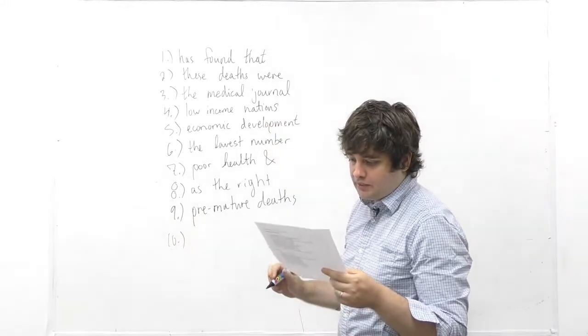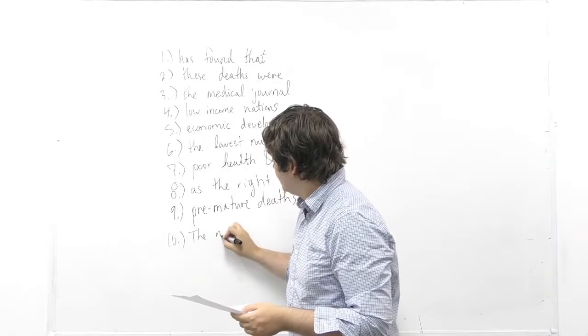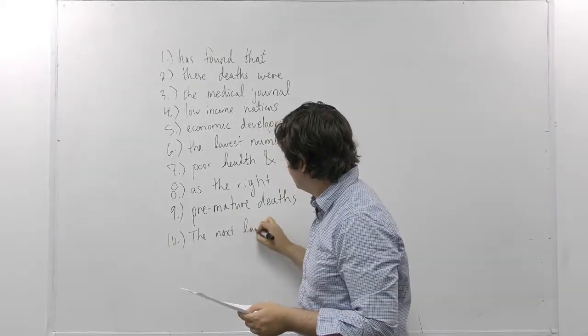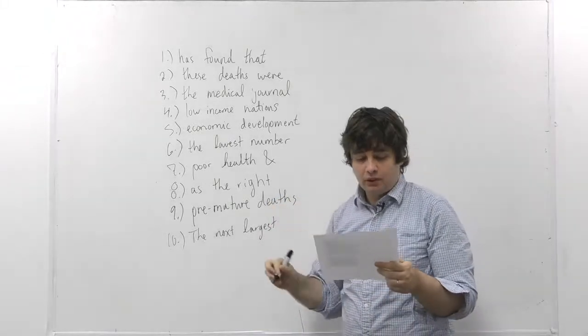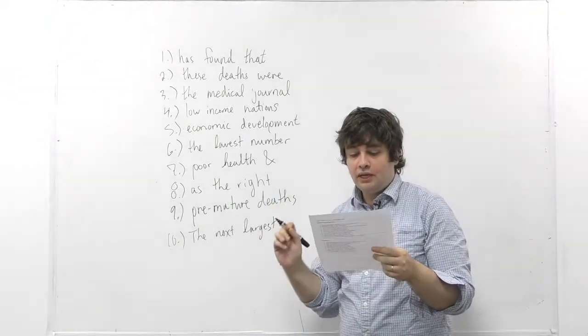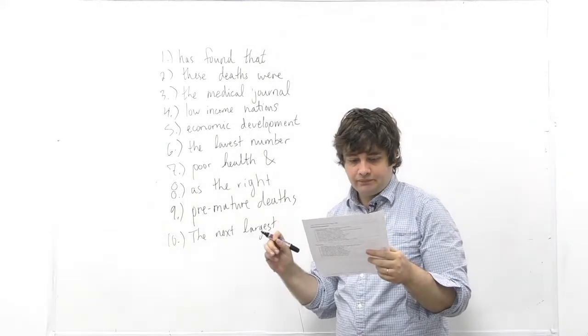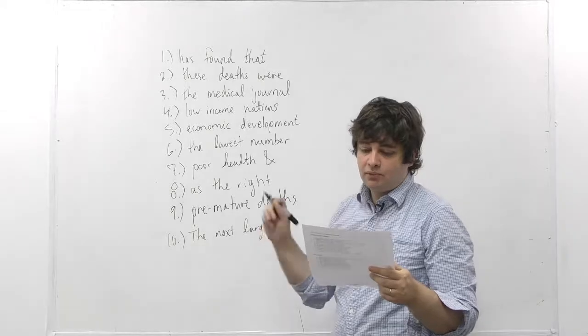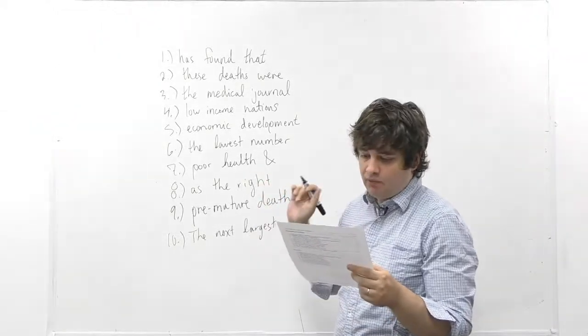Okay, so number 10 here says, the next largest killer was pollution in the workplace, which was linked to 800,000 worldwide deaths. Oh, sorry guys, I think I skipped the previous sentence, but there was no blank there, so it's okay. Anyhow, moving on.